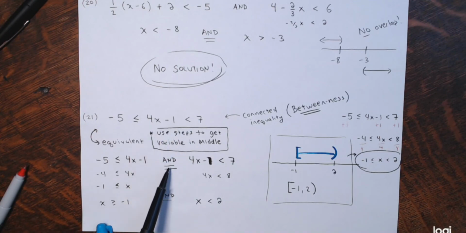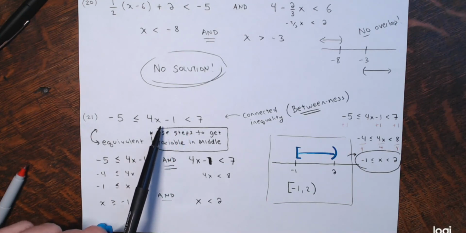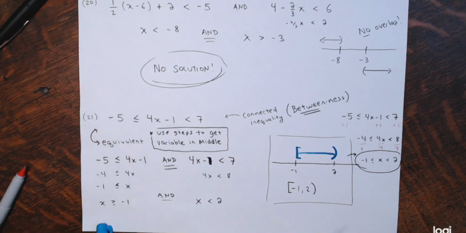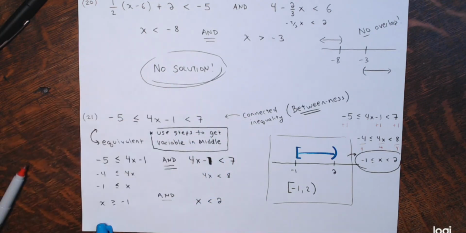Remember that it's an and inequality, right? You've got two at the same time. And just do all the steps you would normally do, but to get the variable alone in the middle. Whatever you do to the middle part, just do to all three parts. And don't forget the usual rules, right? When you multiply or divide by a negative number, that would change the direction. You would just flip the entire inequality, right? And I don't think I come across any examples like that, but just keep that in mind.